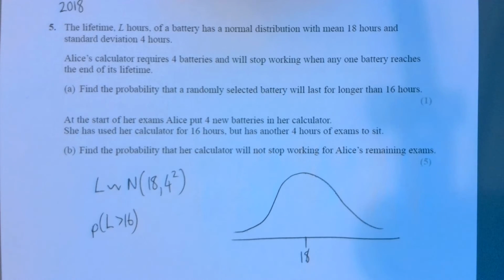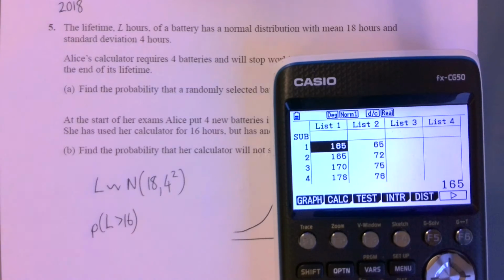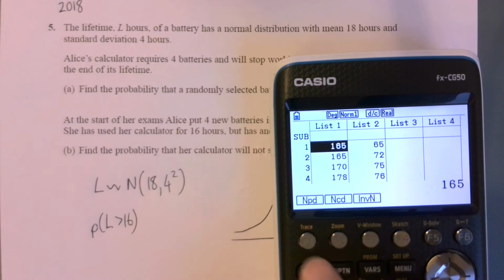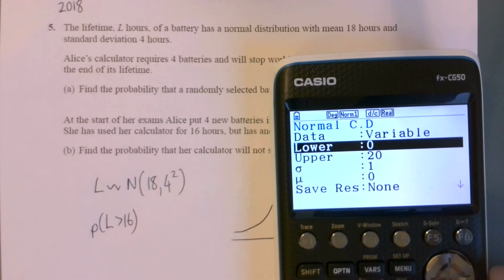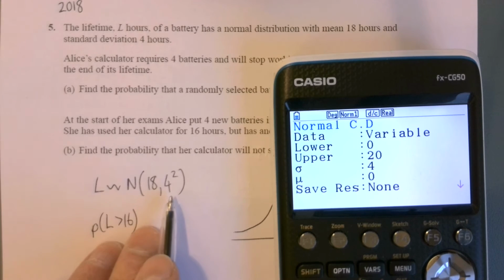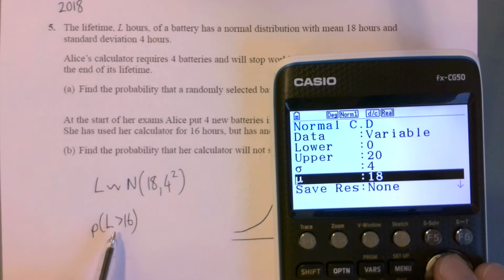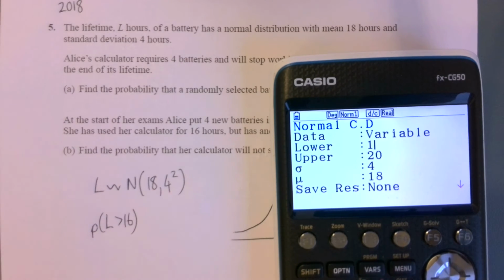So I use my calculator for this. Stats, distribution, normal, cumulative. First, making sure I get them the right way round, which I'm regularly not doing. So 4 is my standard deviation, and 18 is my mean. And I want to know the probability of greater than 16, so my lower needs to be 16.